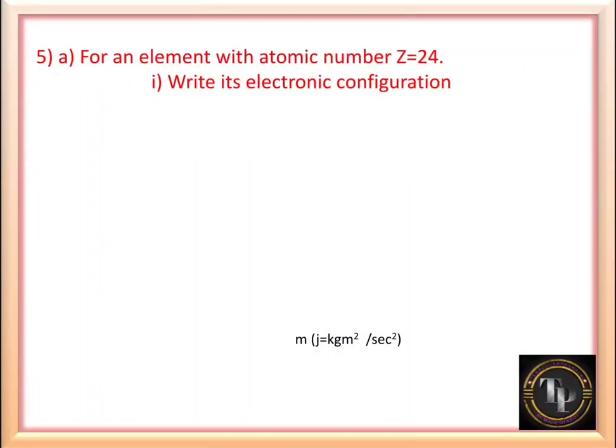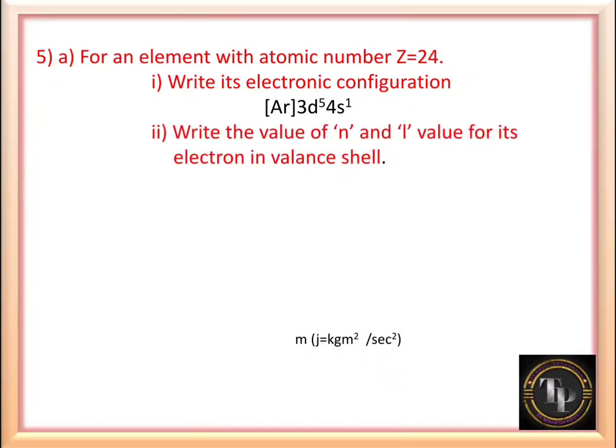Next one: for an element with atomic number 24, write its electronic configuration. See, 24 means you know already, chromium it is, argon 3d5 4s1. Write the value of n and l for its electron in the valence shell. Valence shell is 4s. They're asking n value. Directly you can write, 4s means 4 is the n value. And for s, what is the l value? 0. Already you know, no? s, p, d, f, 0, 1, 2, 3. Whatever the front number is written, that is the n value, principal quantum number. So 4s means n is equal to 4, l is equal to 0.